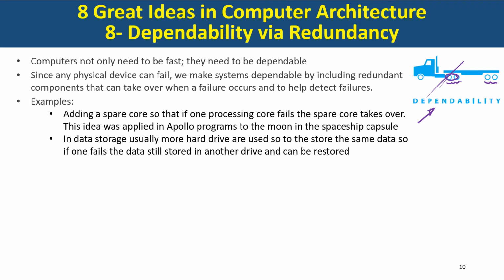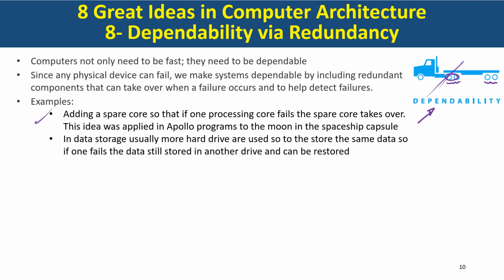dependability. You want to be sure all the time that your system is working even if some failure happens. And this is an old idea that is still used today. For example, in the Apollo programs, the spaceship capsules have processors, and usually in these processors there are spare processors, spare cores. So if the operating processor core fails, you can switch to this core and use it. That's one example. Another example is in data centers.